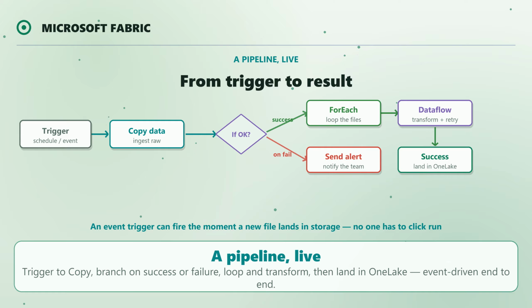But if the copy fails, the pipeline branches the other way and sends an alert. So your team hears about it within minutes instead of discovering stale data the next morning when the dashboards are wrong. That's the whole point of orchestration. The happy path and the failure path are both designed in deliberately upfront. Parameterize this pipeline, and the same design handles 10 sources or 100. And because triggers can be event-based, this pipeline can fire the very moment a new file lands in storage. The data is processed seconds after it arrives, and no human ever has to click run.